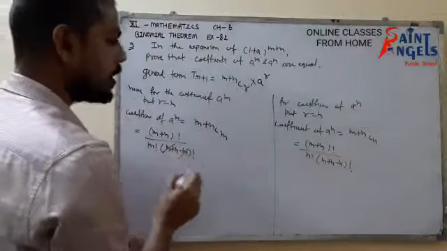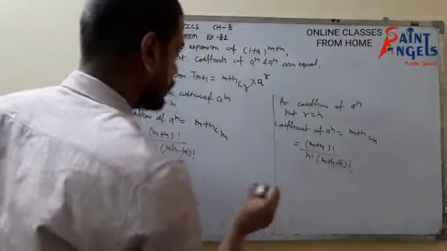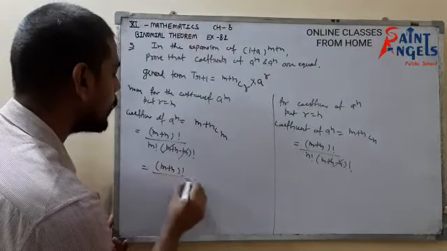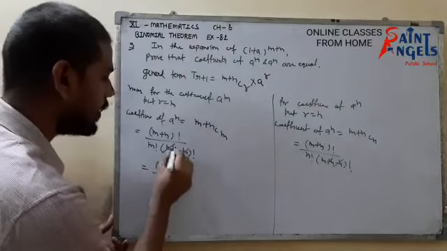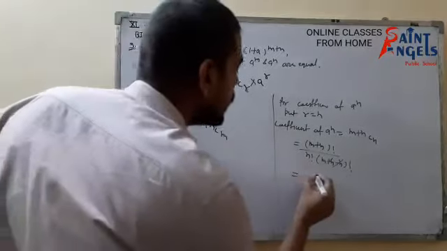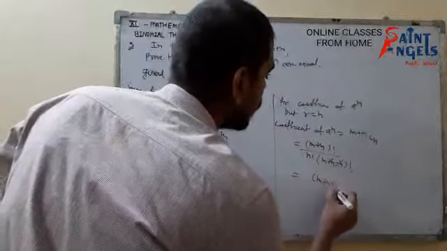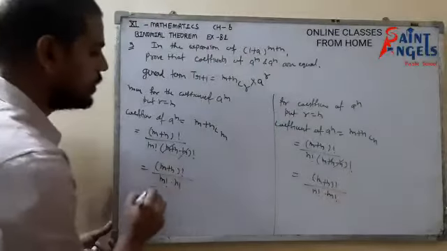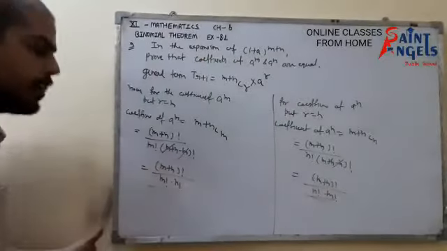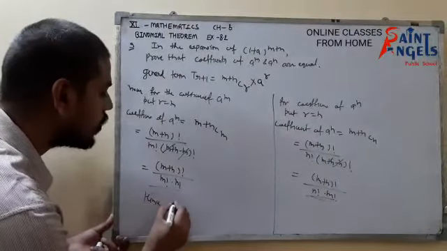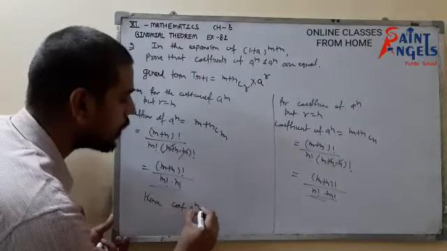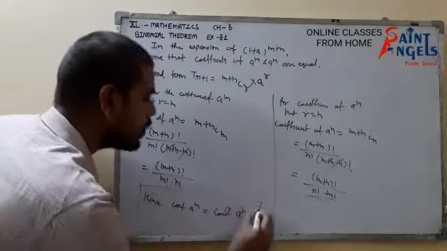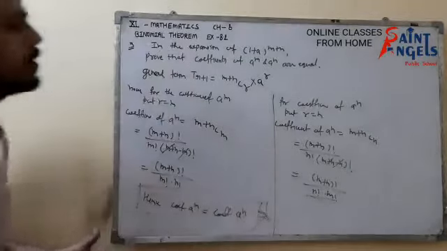So here m will be cancelled out, here n will be cancelled out. So we will have (m+n)! upon m! n!. Same here, (m+n)! upon n! m!. Are these two equal? These two are equal. Hence, the coefficient of a^m is equal to the coefficient of a^n. Now please pause the video and note it down. I hope it's clear.